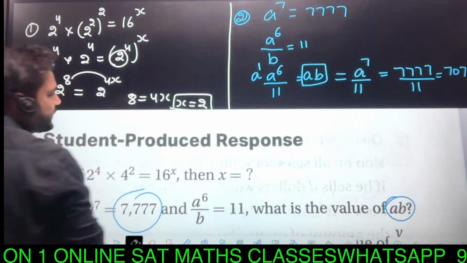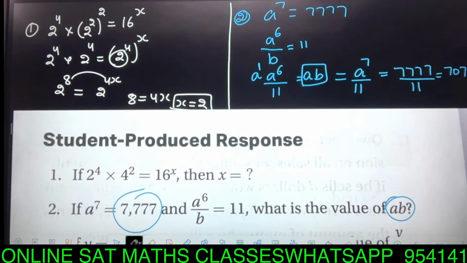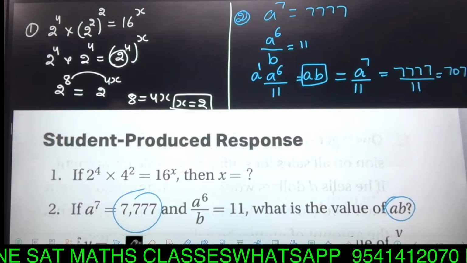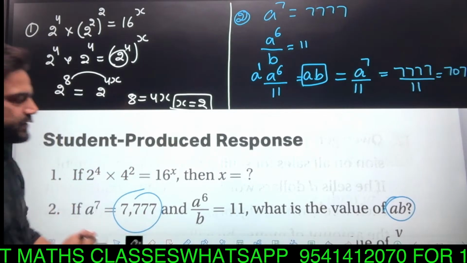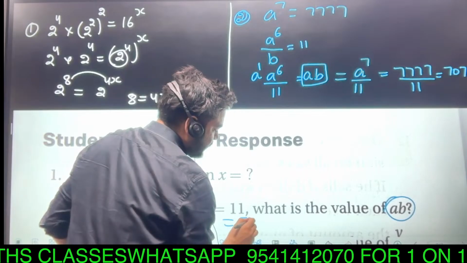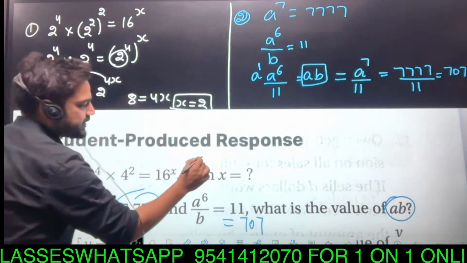So in this way we can solve this question also. This is our question number 2 that we have solved in the class. So its answer will be 707. So first question answer will be 2, and second question answer will be 7.